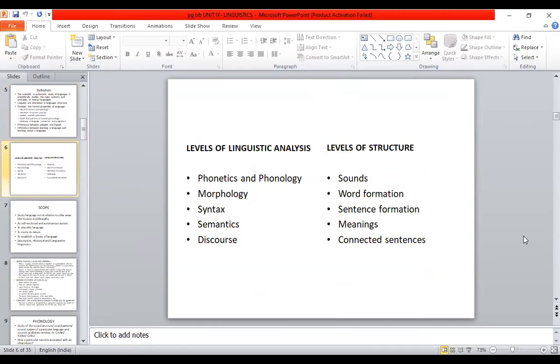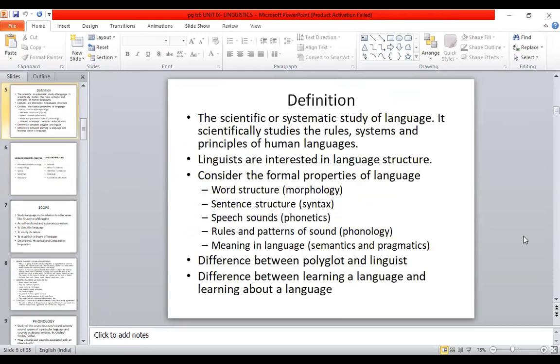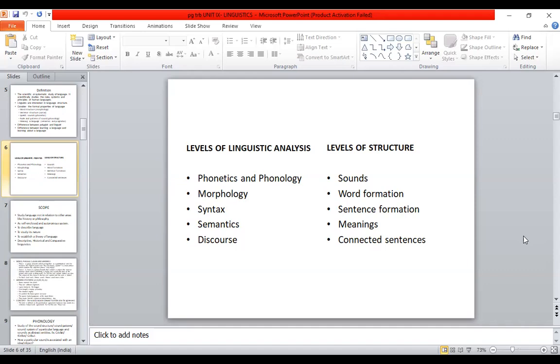Now, what are the different levels of linguistic analysis? And what are the different levels of structure? So when I talk of phonetics and phonology, I'm only talking about the sounds. So if you're not able to understand this, there are different structures of language. So in the earlier slide we saw the formal properties of language, and that linguists are interested in language structure. We spoke of that. So what are the different language structures? Sounds, word formation, sentence formation, meanings, and connected sentences. These are the different levels of structures.